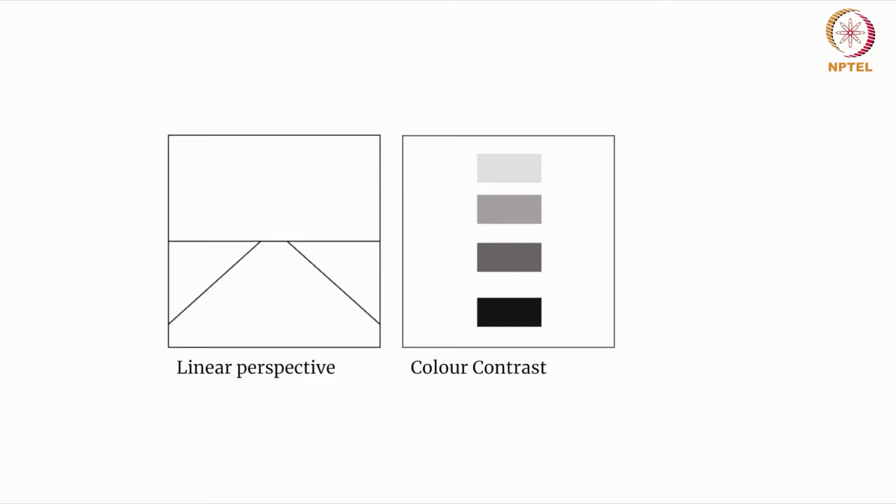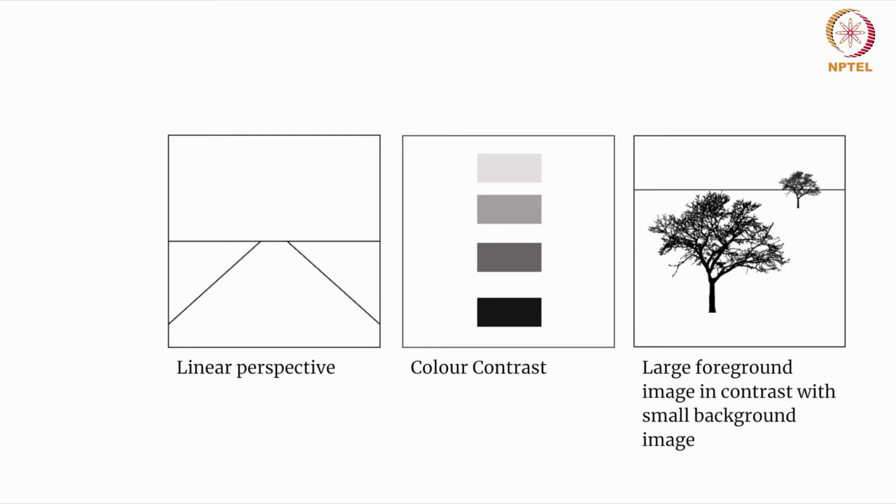Next is color contrast. Through color contrast or different tonal values, we can create an illusion of depth in design. If you remember, we discussed this in the previous lecture when we were discussing form as an element of design, and we talked about value and color contrast, which creates an illusion of depth and volume, right? Do you remember that?